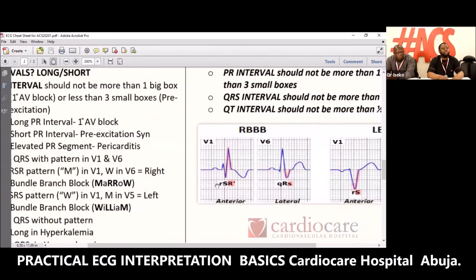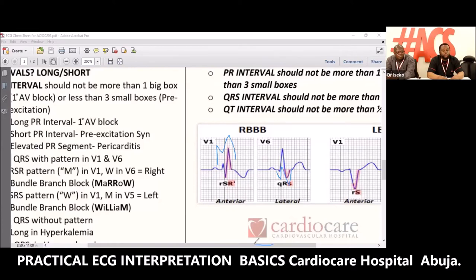That's the M. Use the annotation so that other people can see. And then in V6, it's supposed to be W, but not a real W. It's just a minor W. So you have MaRRoW. That's the mnemonic.